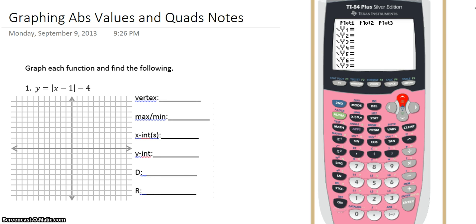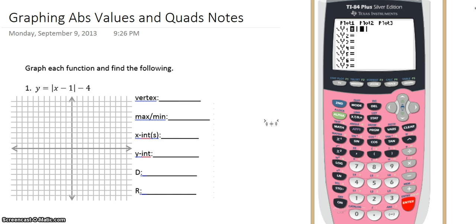So we're going to go into our y equals, clear out anything if it happens to be in there. And the first thing we need to type in here is the absolute value symbol. So to find that, we go to Math, and we go right over to num, and then you'll notice number 1 is ABS open parentheses, so that is absolute value.